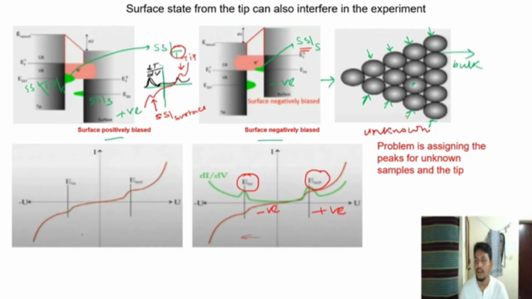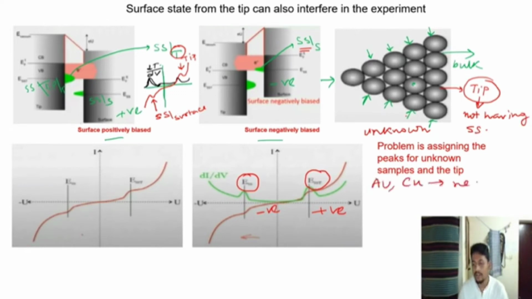The normal process is we will get rid of the surface state of the tip. So we will use some kind of tip which does not have surface state. Normally, Au and copper near the Fermi level don't have some kind of surface state. Near the Fermi level, the density of state is constant. Because the surface state is actually a density of state, and this is a constant density of state.